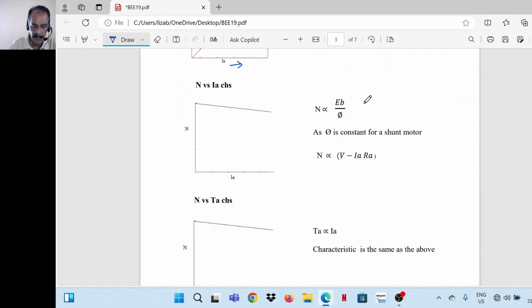Then speed versus armature current characteristics. So we know that N is proportional to Eb by phi, and here phi is a constant, because for shunt motor the field current remains constant, or flux is constant. So we can write N is proportional to Eb, or N is proportional to V minus IaRa. So when the motor is loaded from a small value to its rated value, there is slight drop in speed.